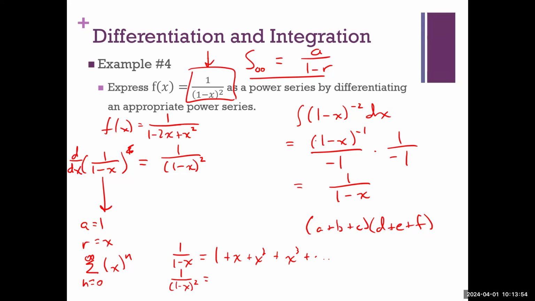Because remember, the derivative of 1 over 1 minus x is 1 over (1 minus x) squared. Yeah, I thought we were going back to 1. Oh, so no, sorry. I'm going from the thing I know to the thing I want.